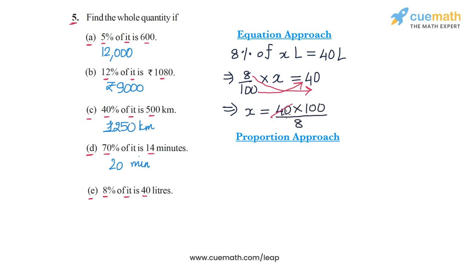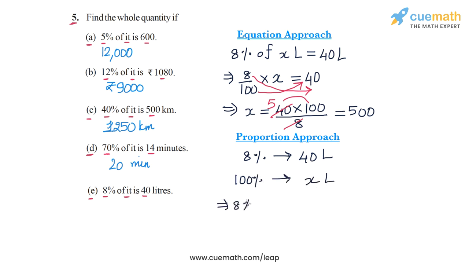Now 40 by 8 is 5, and 5 into 100 is 500. So we will get x is equal to 500. So the whole quantity is 500 liters. Let's do this using the proportion approach also. So 8% of the whole quantity corresponds to 40 liters, and 100% of the whole quantity corresponds to x liters. So the proportion we can create is 8% is to 100% is equal to 40 liters is to x liters.